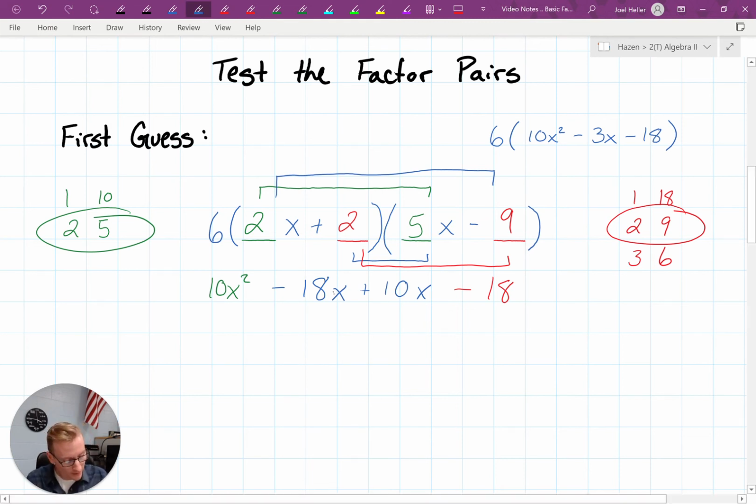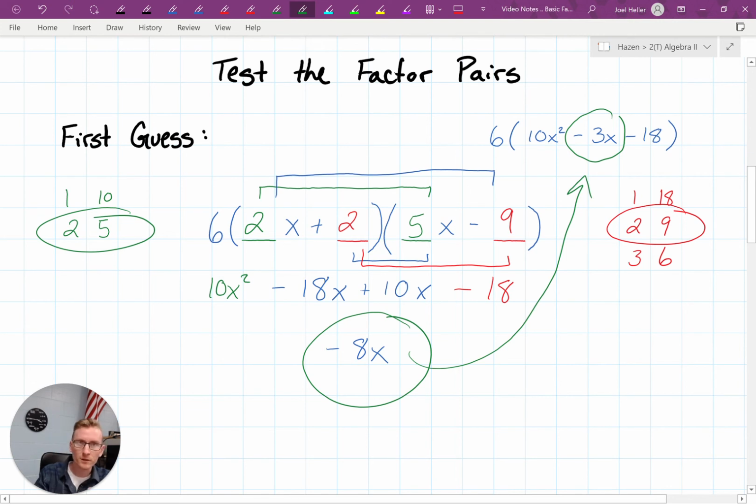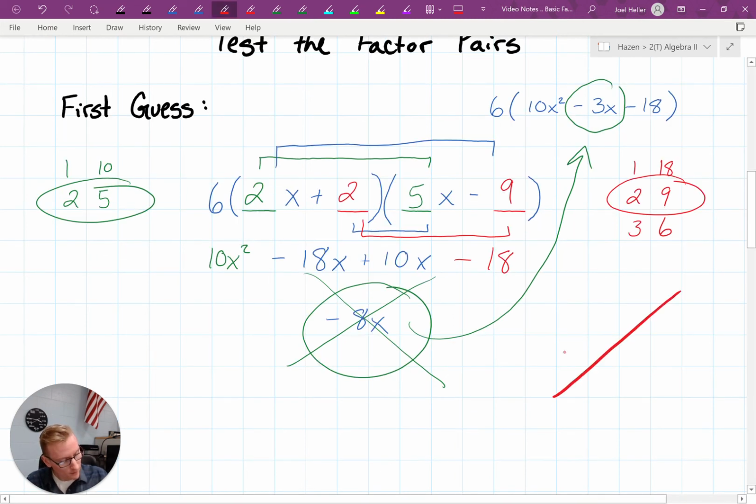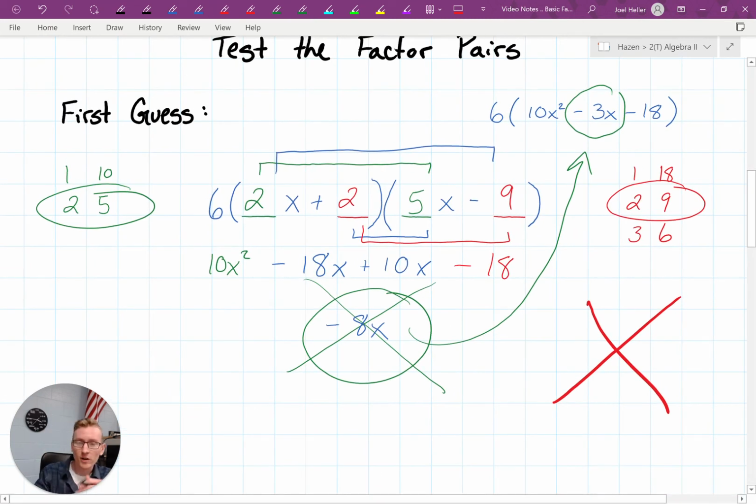And when I combine the like terms, I find out that those two middle terms give me negative 8x. It doesn't give me negative 3x. What I'm looking for is this middle term to be the same as that term up there. And it's not. What that means is this particular set that I tried does not work. And I got to find a new one.